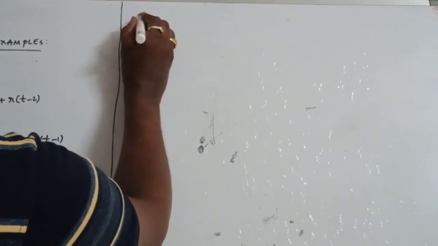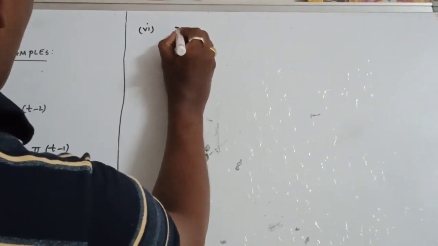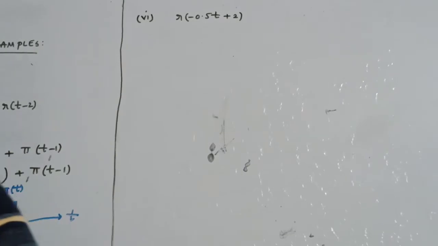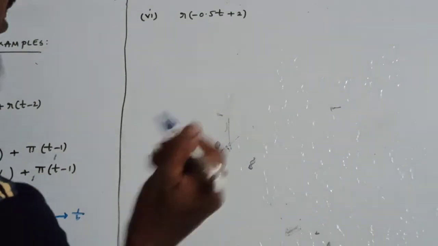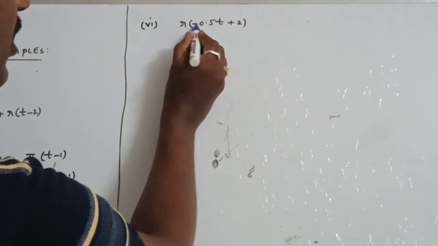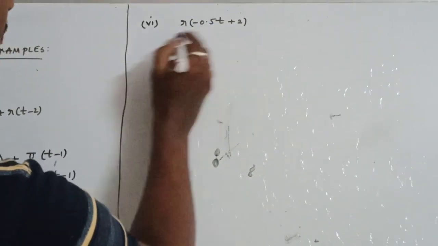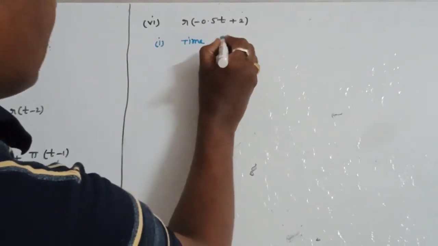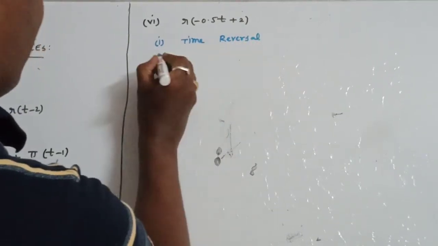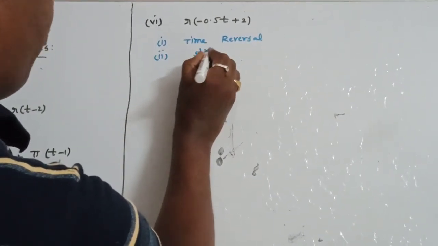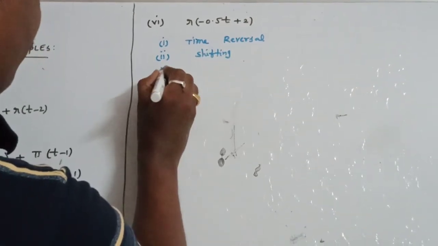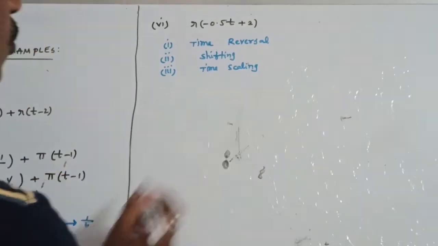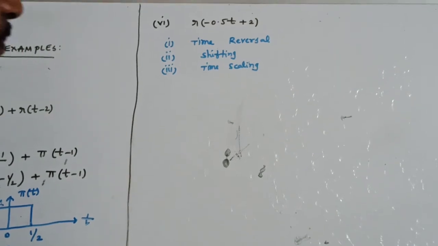This is question number 6. What is question number 6? R of -0.5 t plus 2. This is a different case where you can see that there are three kinds of operations: time reversal, shifting, and scaling. In this case it is very important to follow the order. First do time reversal, then time shifting, and third, time scaling. Remember that.